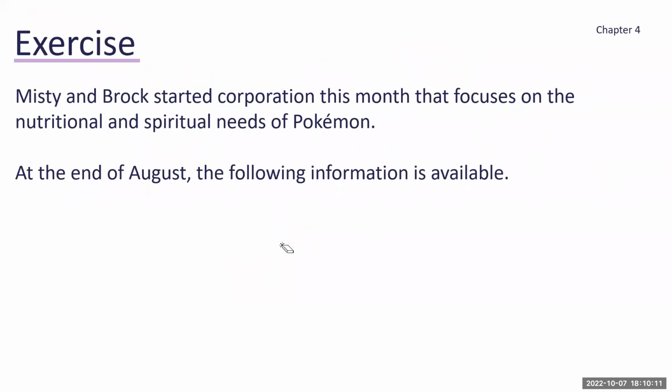All right, so here we have Misty and Brock. They started their corporation that focuses on the nutritional and spiritual needs of Pokemon, of course, so important. At the end of August, the following information is available. Now, right there, them saying the end of the period is already cluing me in that we are going to be making some adjusting entries, because we said the when of adjusting entries was at the end of a period.